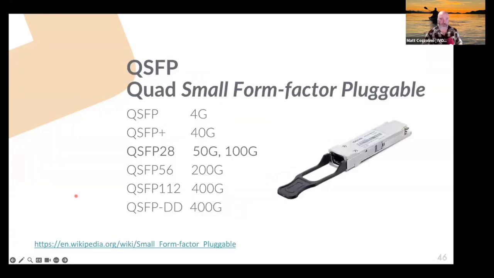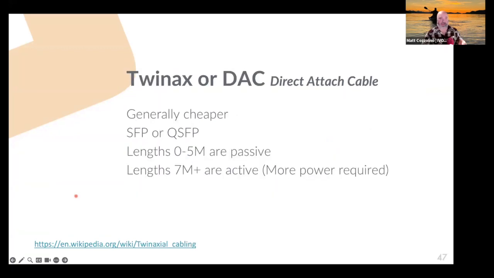So it's optics like this, or it's a DAC or a twinax cable. Usually it's a bit cheaper. It's going to have that same kind of end. It's going to be SFP or a QSFP. And then the big thing about twinax or DAC is that the length matters. Same kind of thing with 10 gig BASE-T. If we're going 7 meters or higher, then we need active cables. Those active cables need more power. Most of the time, your switch ports or your server ports don't supply that kind of power.